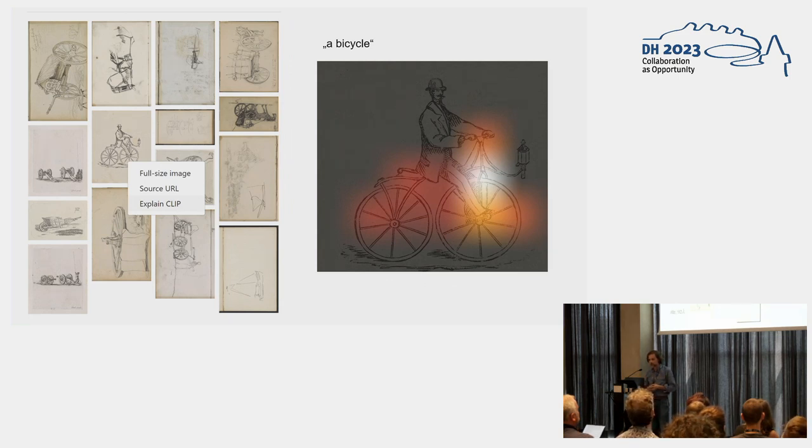And we don't want to make it very opaque, because you know all these black box concepts of AI. And so we made this heat map that explains CLIP. And you see this bicycle is found because of these regions in the picture. And of course, in the Rijksmuseum, there are not many bicycles, but we understand why all these other wagons and cars come up here.